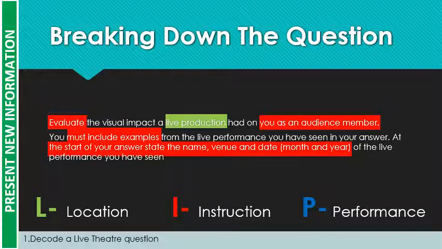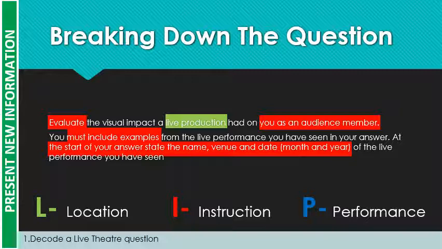Instruction, the things that you have to do. So you have to evaluate. So you have to weigh up the positives and the negatives. So evaluate the visual impact a live production had on you as an audience member. If you start talking about the little old lady three seats down from you, imagining you're in the theatre, well, you don't know what their experience is, so it wants you to talk about your own experience. So had on you as an audience member, you must include examples. If you don't include examples, then you can't have any marks. It specifically said you must include examples.